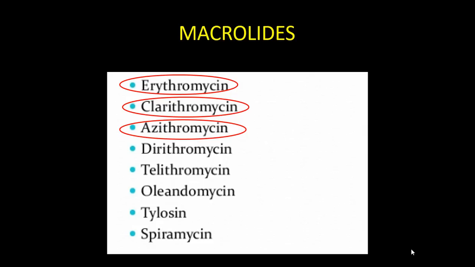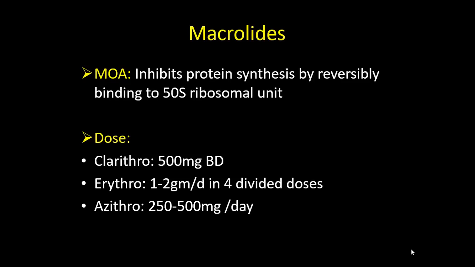Macrolide antibiotics, erythromycin, clarithromycin, azithromycin, mostly they cover the atypical agents. Mechanism of action: they inhibit protein synthesis by binding to the 50S ribosomal subunit. Dosage: clarithromycin 500 mg BD, renal adjustment needed, and they all affect the QT interval.